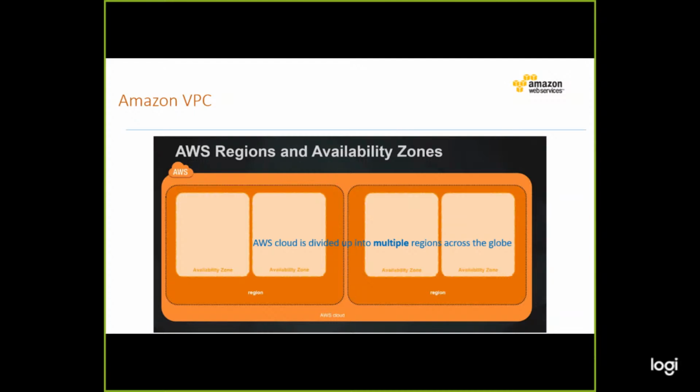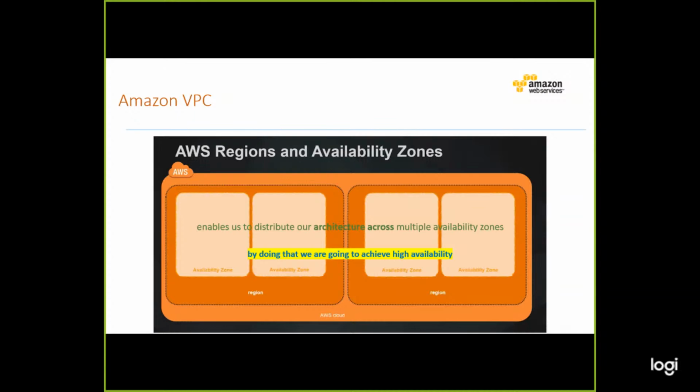Now, how can we achieve this high availability? As we know, the AWS cloud is divided into multiple regions across the globe. Those availability zones are physically isolated, and that enables us to distribute across availability zones. If you do it this way, we are going to achieve high availability.